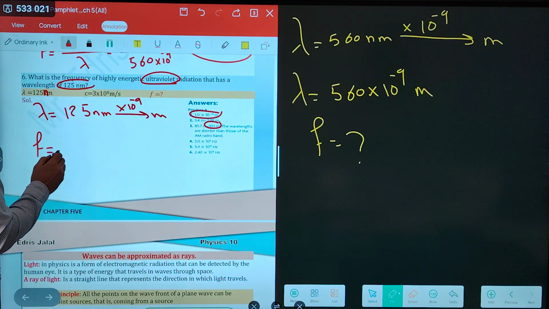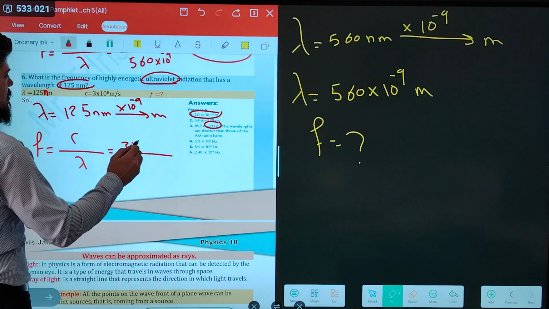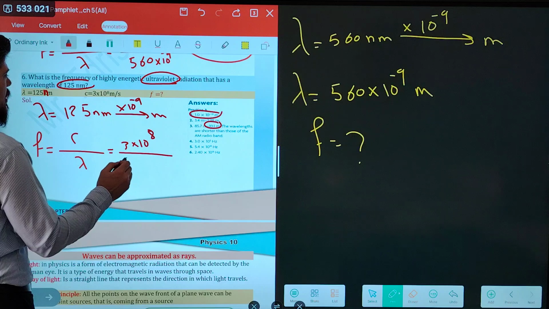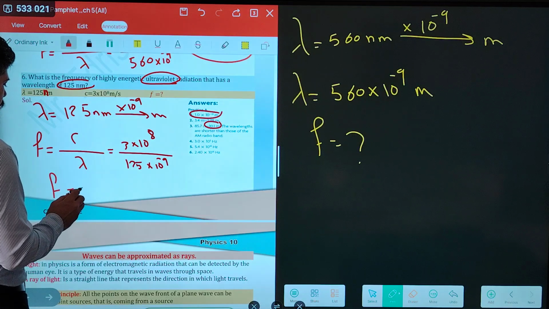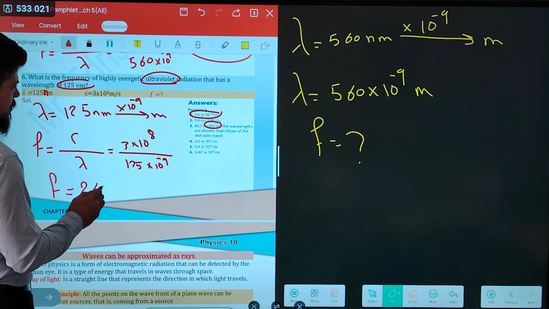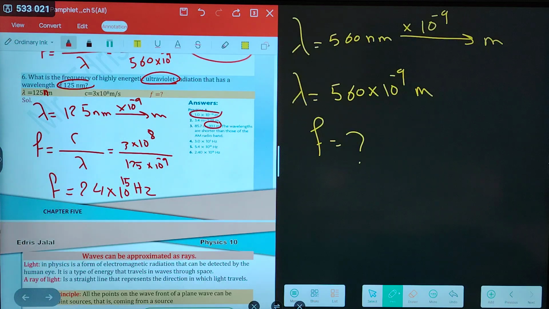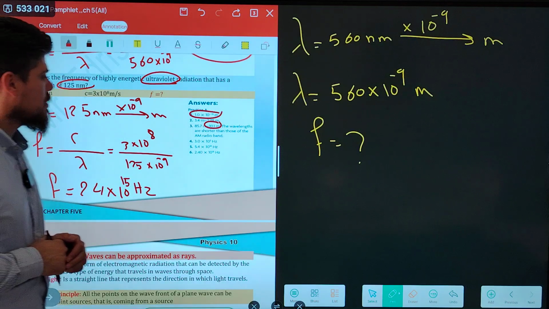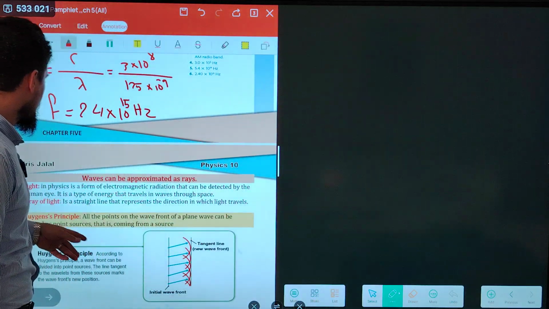This is nanometer, not kilometer. Frequency is equal to C over wavelength, 3 times 10 to the power 8 over 125 times 10 to the power negative 9. The frequency for this ultraviolet radiation is equal to 2.4 times 10 to the power 15 hertz. Okay? So that's all about the electromagnetic spectrum and electromagnetic waves.